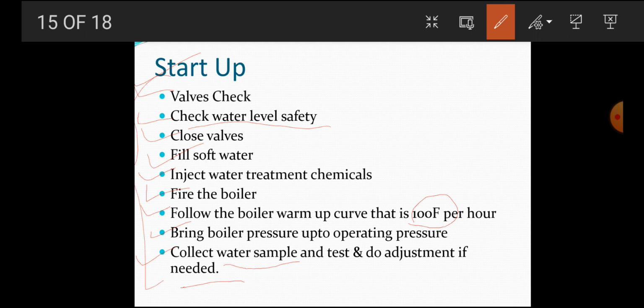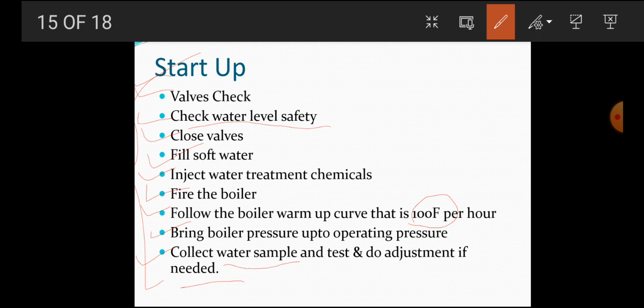So the first three steps were checking the valves and opening the valves. Then the fourth step was start filling the water. Then the fifth step was injecting the water treatment chemicals. Then the sixth step is firing the boiler. Then the seventh step is following the boiler warm up curve.